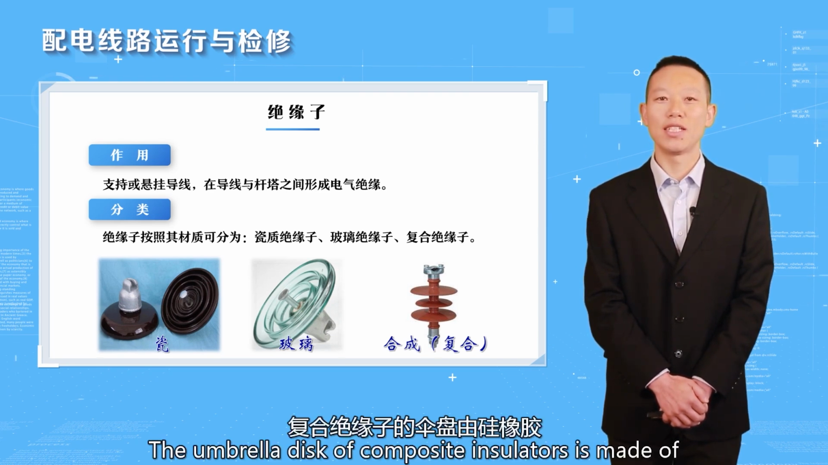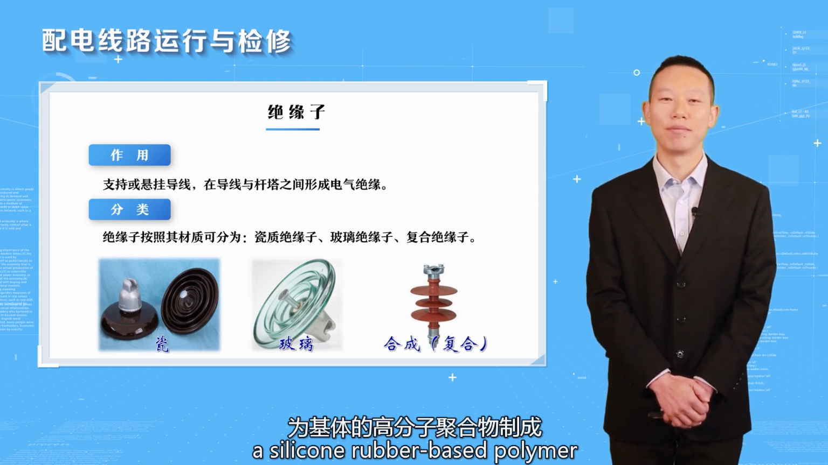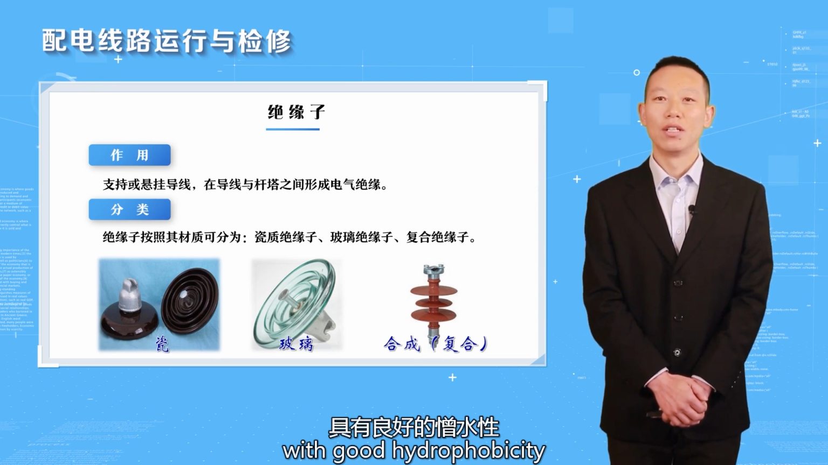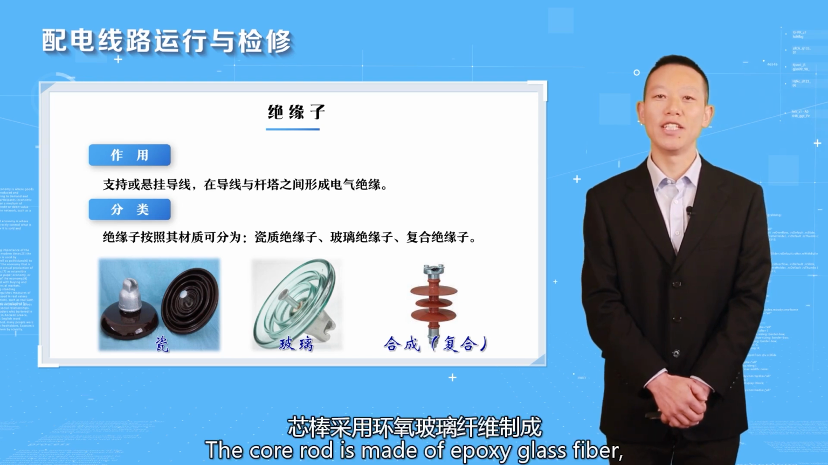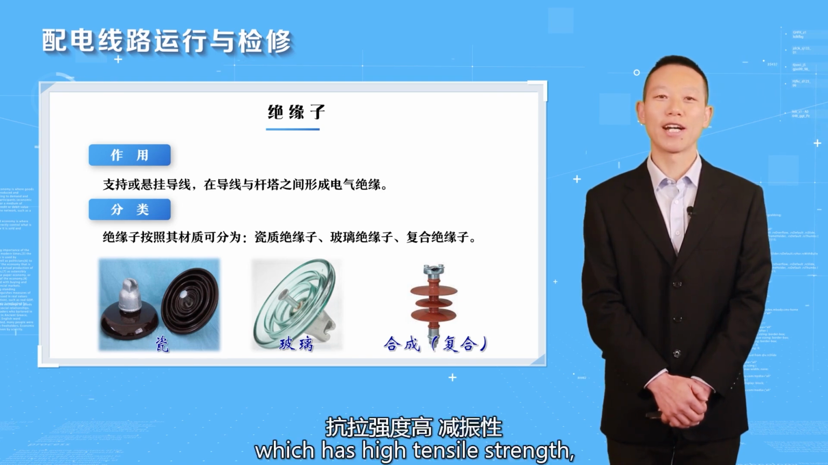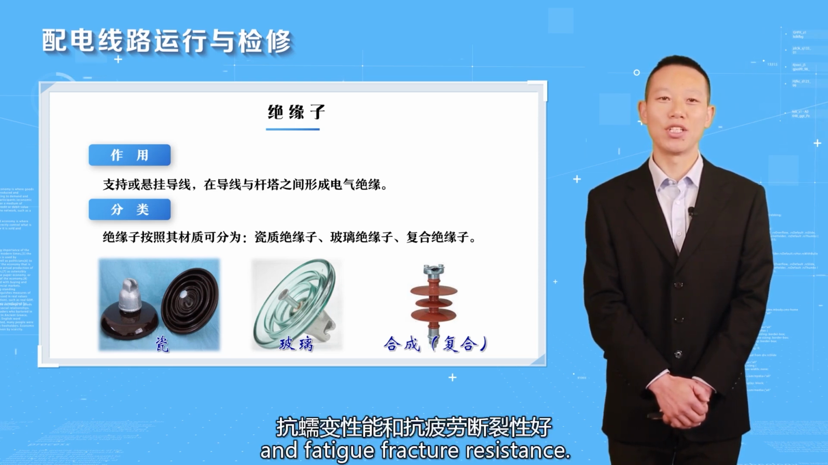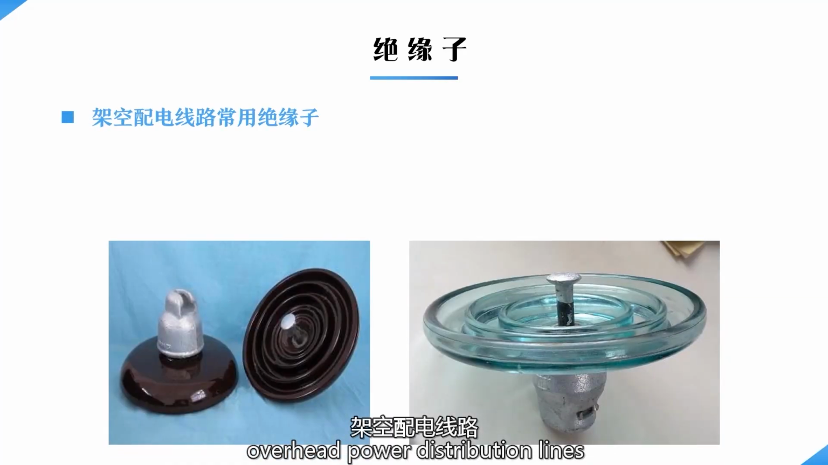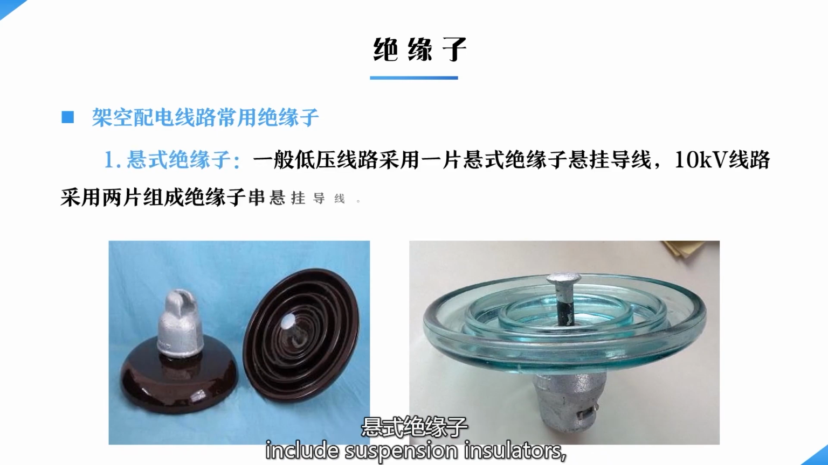still maintaining high mechanical strength and stable performance. The umbrella disc of composite insulators is made of a silicone rubber-based polymer with good hydrophobicity and strong pollution resistance. The core rod is made of epoxy glass fiber, which has high tensile strength, vibration reduction, good creep resistance, and fatigue fracture resistance. Overhead power distribution lines commonly use insulators including suspension insulators.